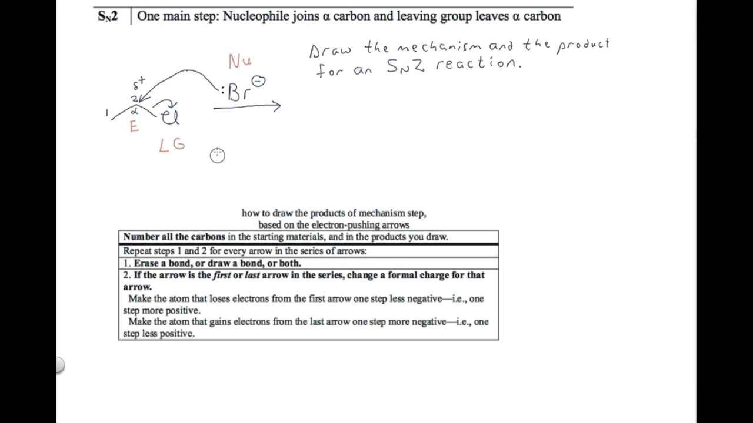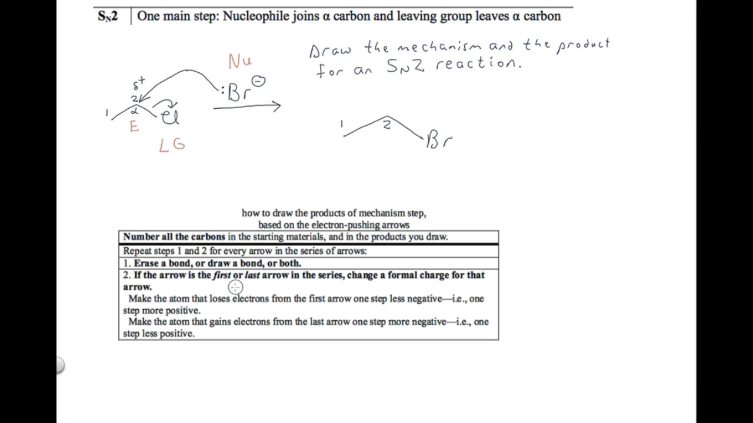And now we have to look at each of these arrows, and for each arrow we have to erase a bond or draw a bond or both. So do you think this arrow tells us to erase a bond or draw a bond or both? Well, I hope it's clear to you that this is an arrow that tells us to draw a bond between the bromine and carbon 2. So I'm going to go ahead and draw that bond between the bromine and carbon 2.